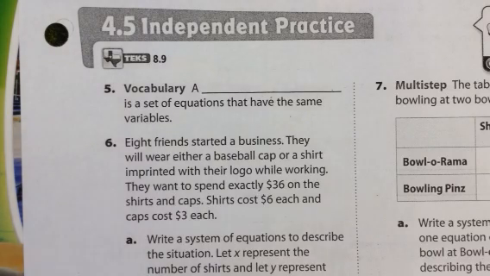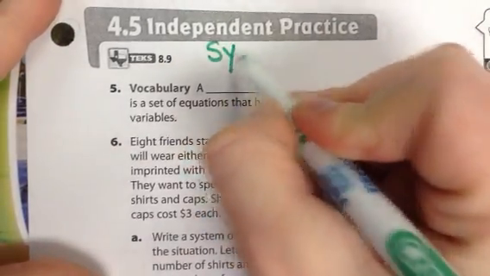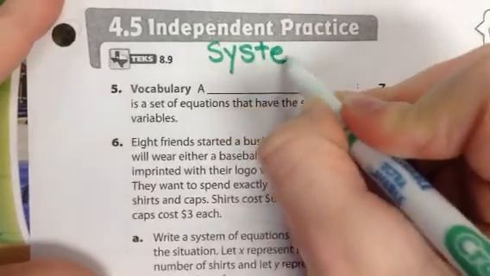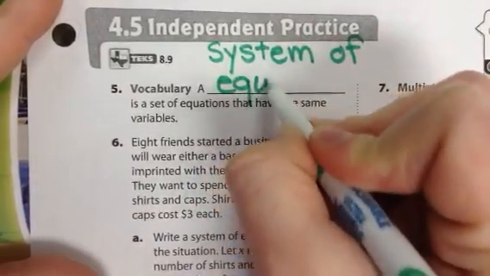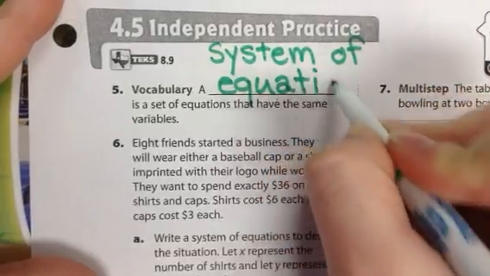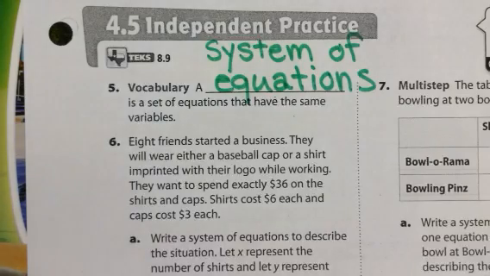Number 5 is vocab. It says a blank is a set of equations that have the same variables. So that's just what we've been working on this week. It is a system of equations. The systems of equations that we have been working with both have the variables x and y in them.